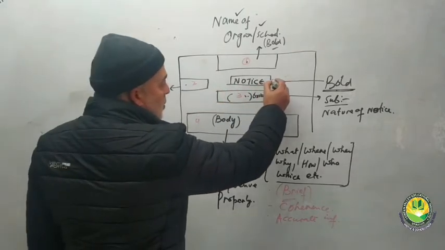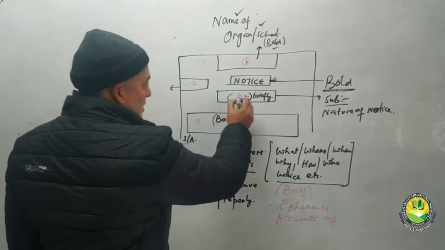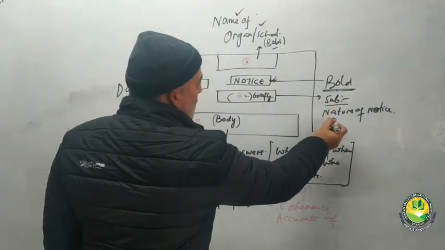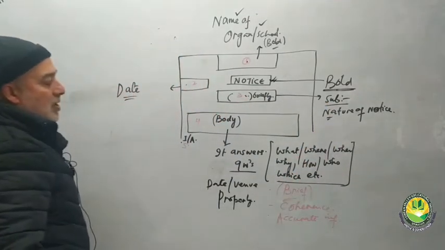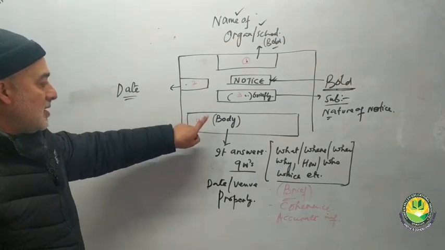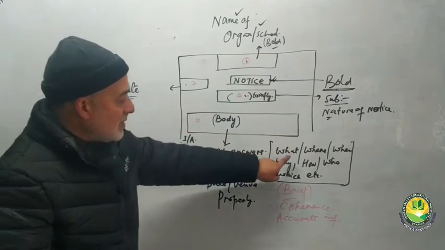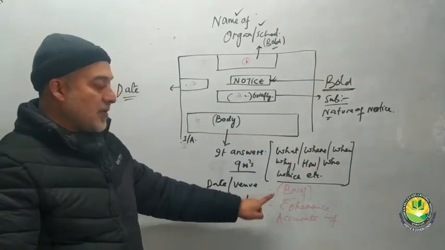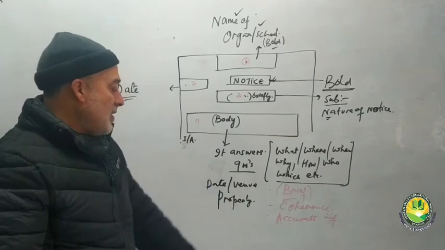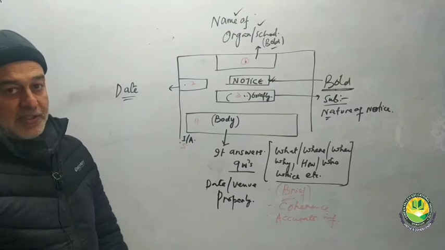Write down the word notes in capital letters between 1 and 3. In this section you have to write the subject or the nature of the notes. This is where you need to write the notes. Its requirement is that it must answer all these W's, but the answers must be brief, and the date and venue must be properly written.